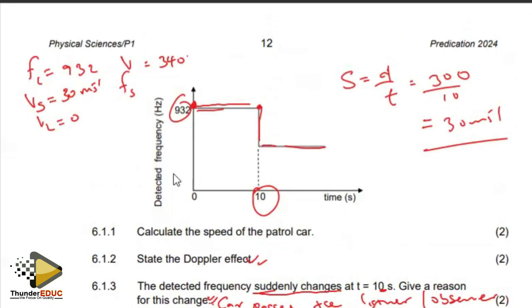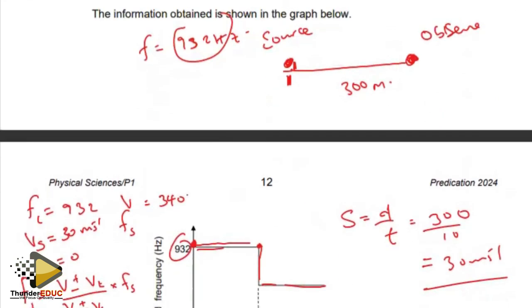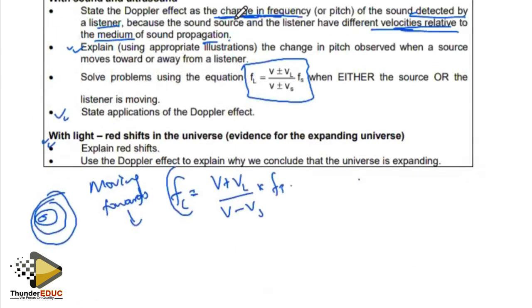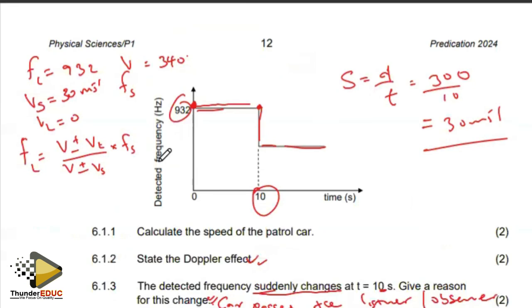All right, so remember what we said? Frequency of the listener should be V plus minus VL over V plus minus Vs times Fs. That's the formula. Let's just go back there and be sure. Let's look at the top. Perfect. Okay, then let me do the substitution.